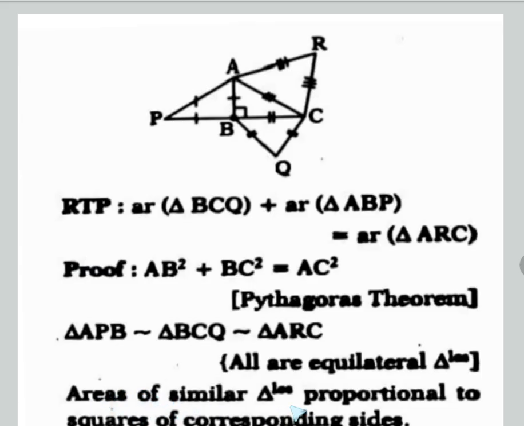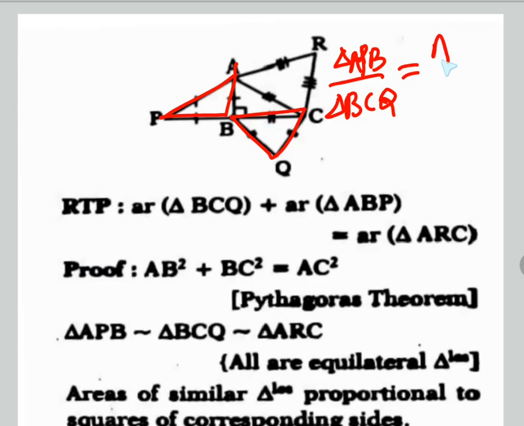Areas of similar triangles are proportional to the squares of the corresponding sides. Now, the ratio of the areas of triangle APB and triangle BCQ is equal to AB square by BC square, since the corresponding sides are AB and BC.